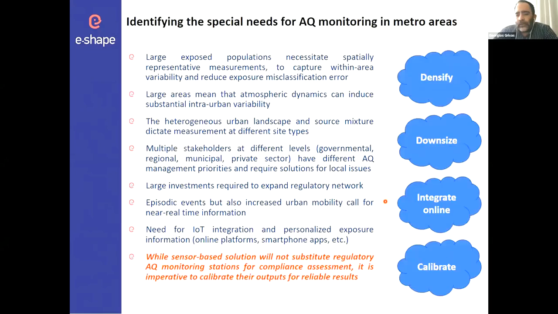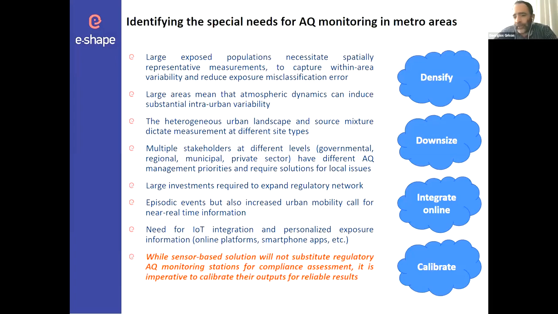Through the example of Athens, it is possible to delineate some of the special needs for air quality monitoring in large cities. First, the populations are large, and this requires spatially representative measurements in order to capture the within-city variability and therefore reduce the exposure misclassification error in the measurements provided by the network. And this can be very important also for health studies. Furthermore, in large cities such as Athens, that cover hundreds of square kilometers and also have a complex topographic relief, there can be large intra-urban variations also under the prevalence of different wind circulation systems.